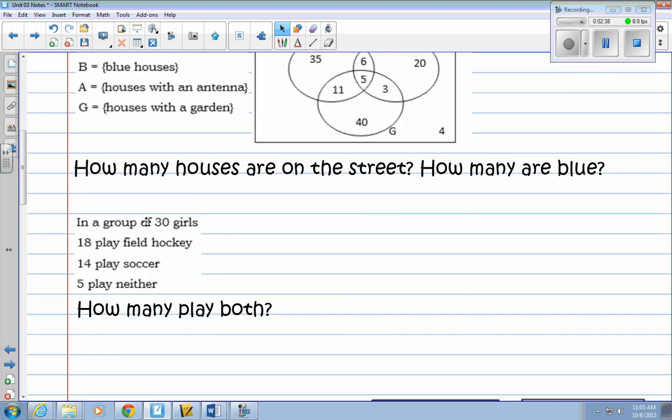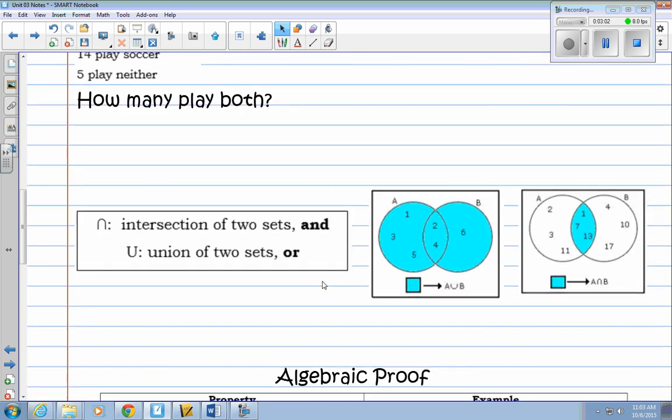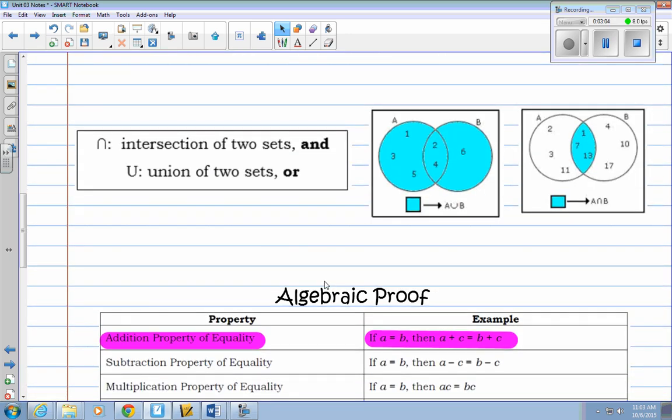This is another example. It's a little bit simpler. Now we have a group of 30 girls, 18 play field hockey, 14 play soccer, and 5 play neither. So the question is how many play both? I'd like you to create a Venn diagram here of field hockey players and soccer players and see if you can figure that out based on your Venn diagram. Okay, and the last thing we need to talk about with Venn diagrams, and I'm really, really sorry, these were not, well, I'll get to that.